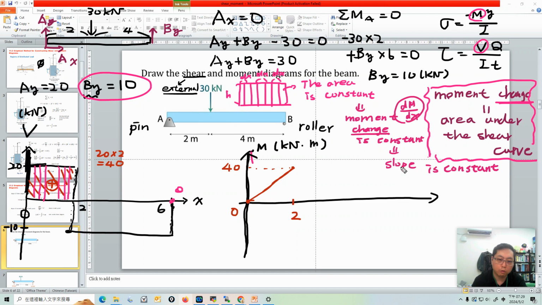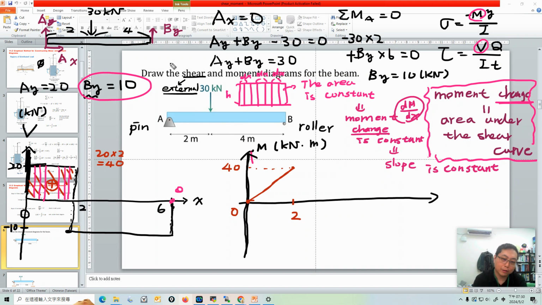This is the so-called graphical method to draw the shear moment diagram. There is another method using mathematics to draw the shear moment diagram, but that will increase the difficulty of drawing the diagram. So in this course, I show you this graphical method, because I think it's much easier to do.